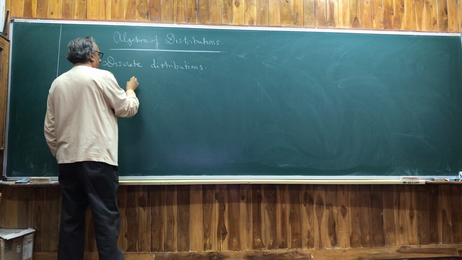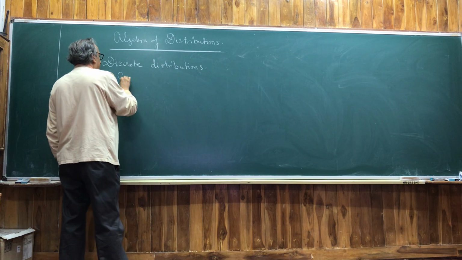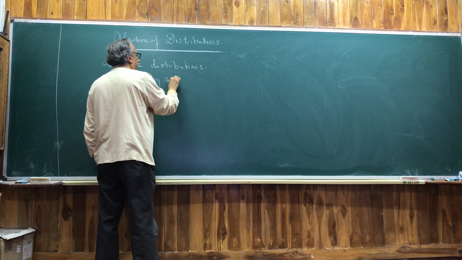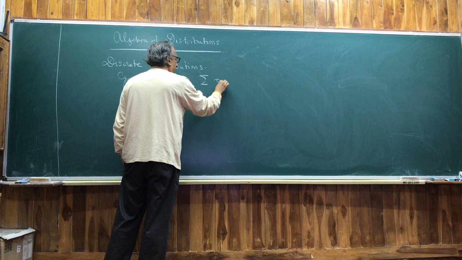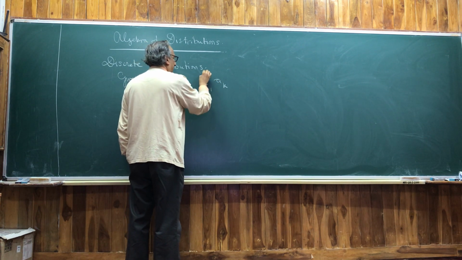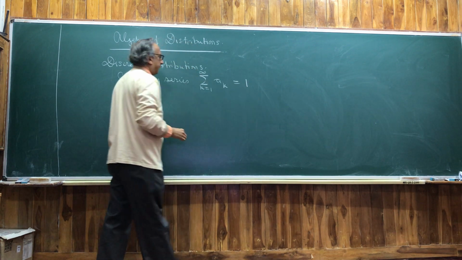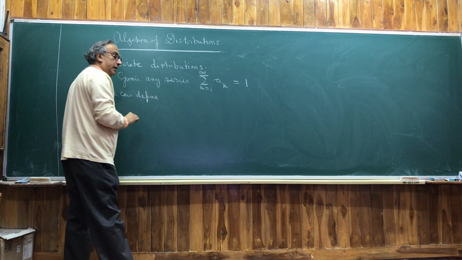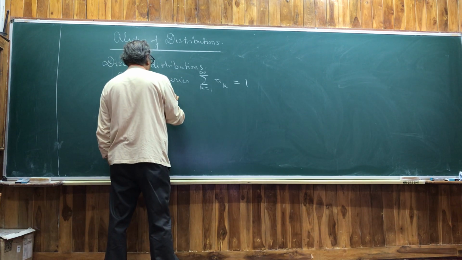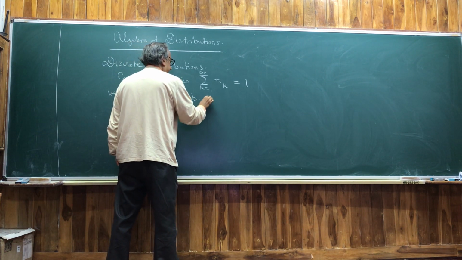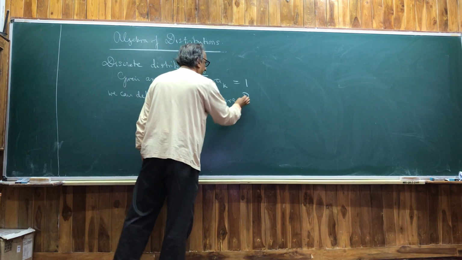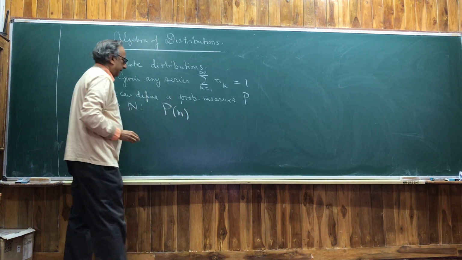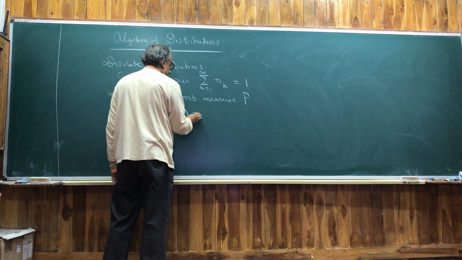In this case, I mentioned last time that given any series, summation a sub k going from 1 to infinity, which sums up to 1, we can define a probability measure P on the natural numbers, such that the probability of the number n is simply a sub n.